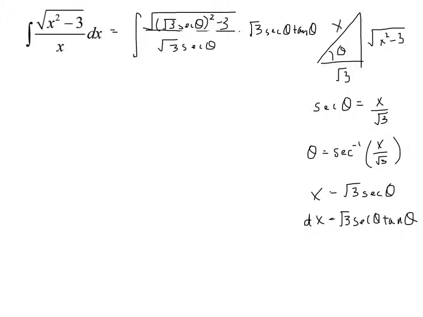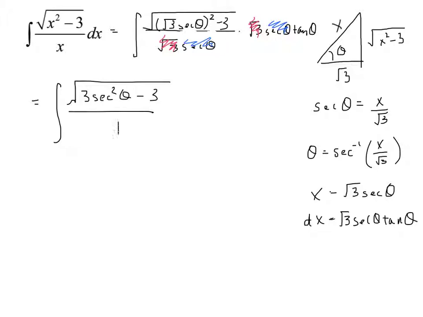Well, right away, maybe it's helpful to notice that these will divide to be 1, so they can be gone. We could even go a little further and say, well, secant down here, secant up here, those are gone. That's kind of nice to handle. Up top, let's square it out. So we've got square root 3 secant squared theta minus 3 over 1 now, multiplied by tangent theta.